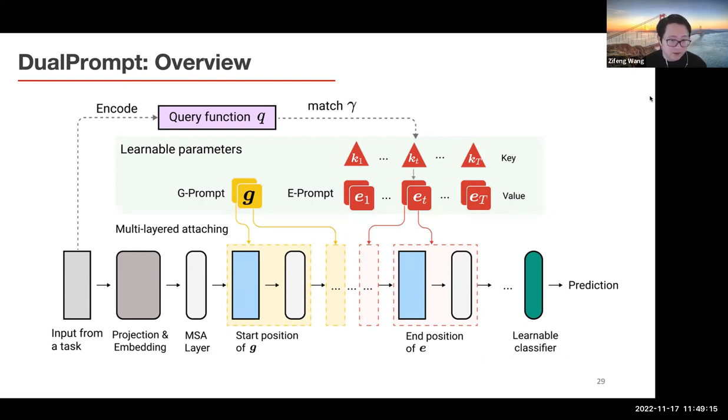And also similarly for input, for E prompt, you don't have to attach G and E prompt to the same level of your transformer model, because intuitively, the G prompt captures more task invariant knowledge, or more general knowledge. So we empirically find that you actually need to decouple G and E, because you need to put G prompt into shallower layers of your transformer, and you need to put E prompt into deeper layers of your transformer backbone to learn more task specific knowledge.